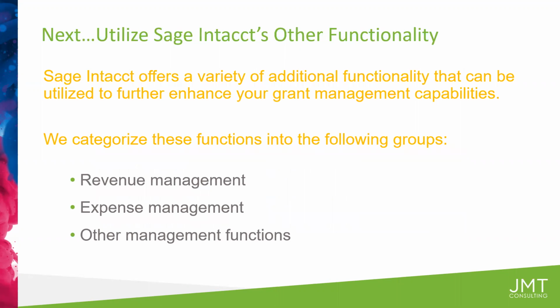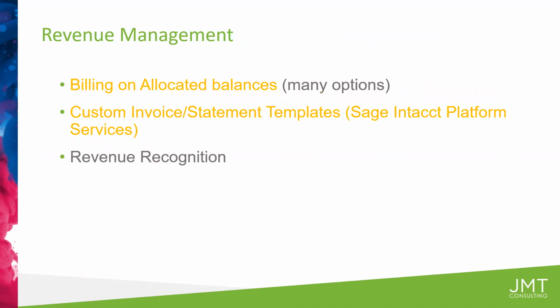Some of the other things that you can do by using the grant project dimension is revenue management, expense management, and some other management functions like allocations. So billing on allocated methods. If we're using revenue management, there's a subscription for revenue recognition.